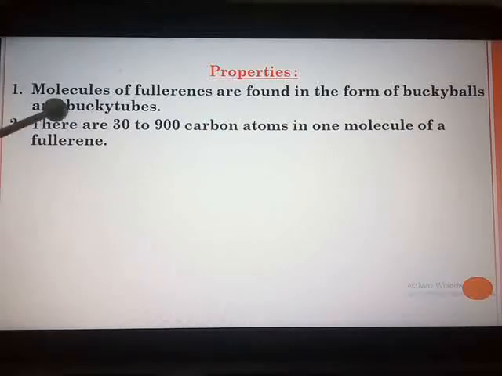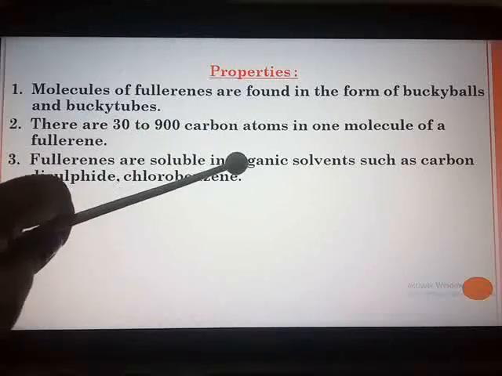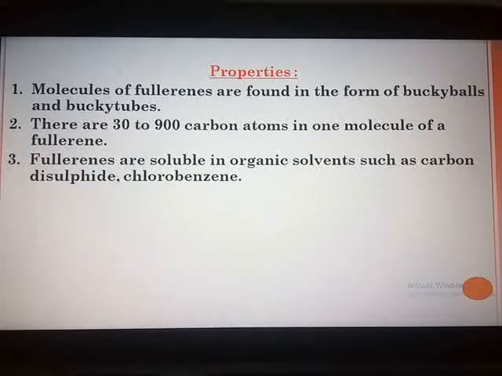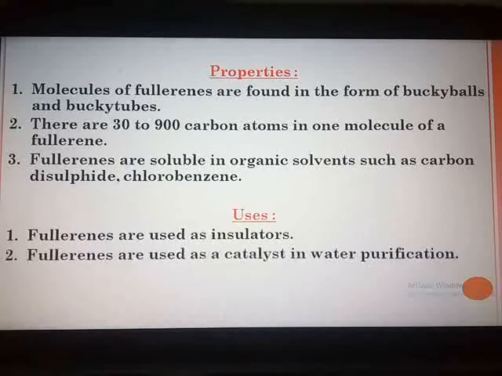Second property, there are 30 to 900 carbon atoms in one molecule of fullerene. Fullerenes are soluble in organic solvents such as carbon disulfide, chlorobenzene, etc. Three properties only are there. All the 3 you have to study. About its uses, they are used as insulators. They are used as a catalyst in water purification. The meanings I have told you during the explanation. Insulators are the substances which do not allow the current to flow through them, and catalysts are the helpers which help to carry out the reaction at a very faster rate.